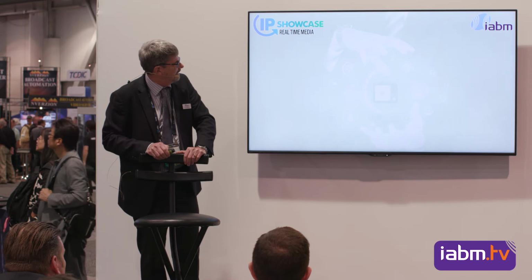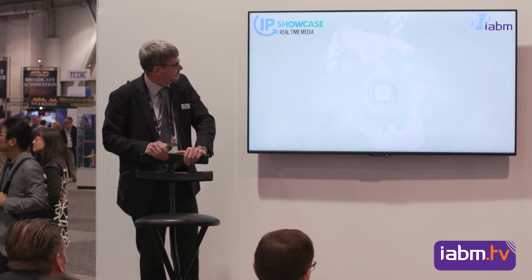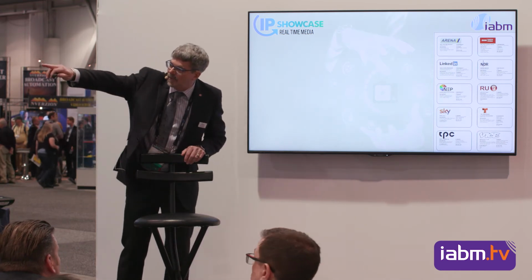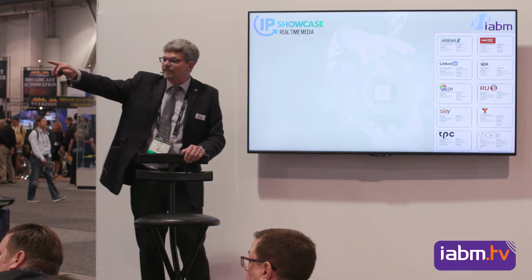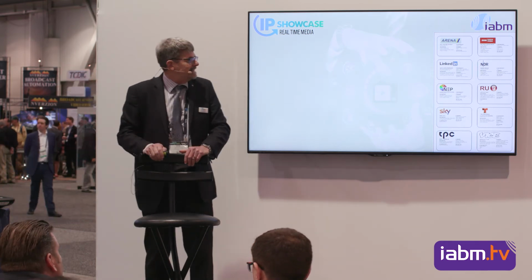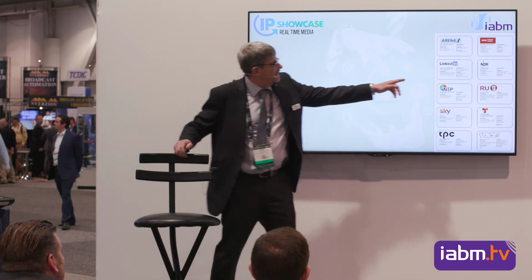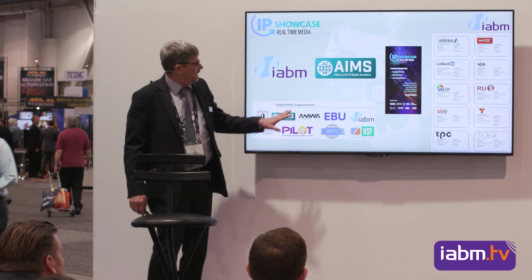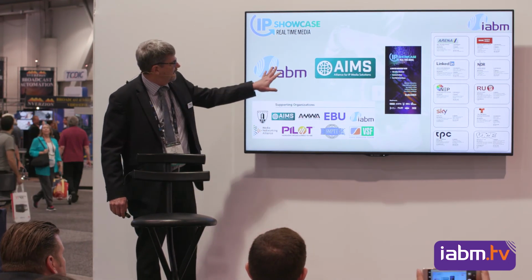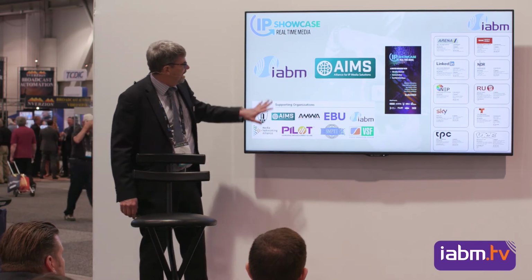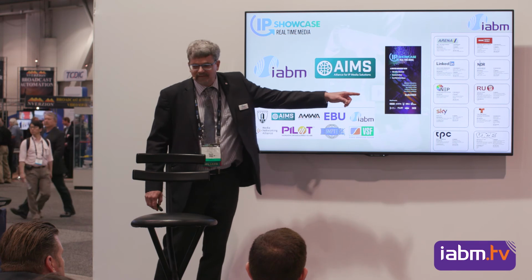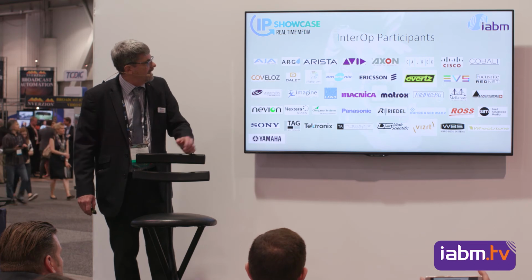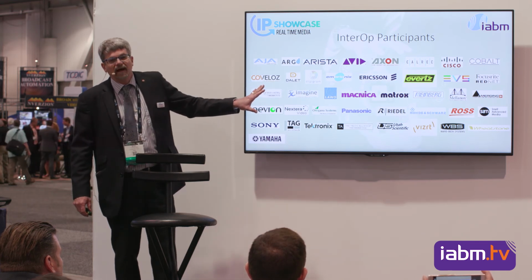If I can get to the next slide here. All right, so on this wall over here, what you can see is several companies that have already gone IT or IP, and it actually talks about the benefits they've done in those environments. The supporting organizations, this was put together with AIMS and IABM along with these organizations. And as I said, pick up one of these brochures so you can have the timing for the schedule. And you can look at all the companies that have worked together to put this together.